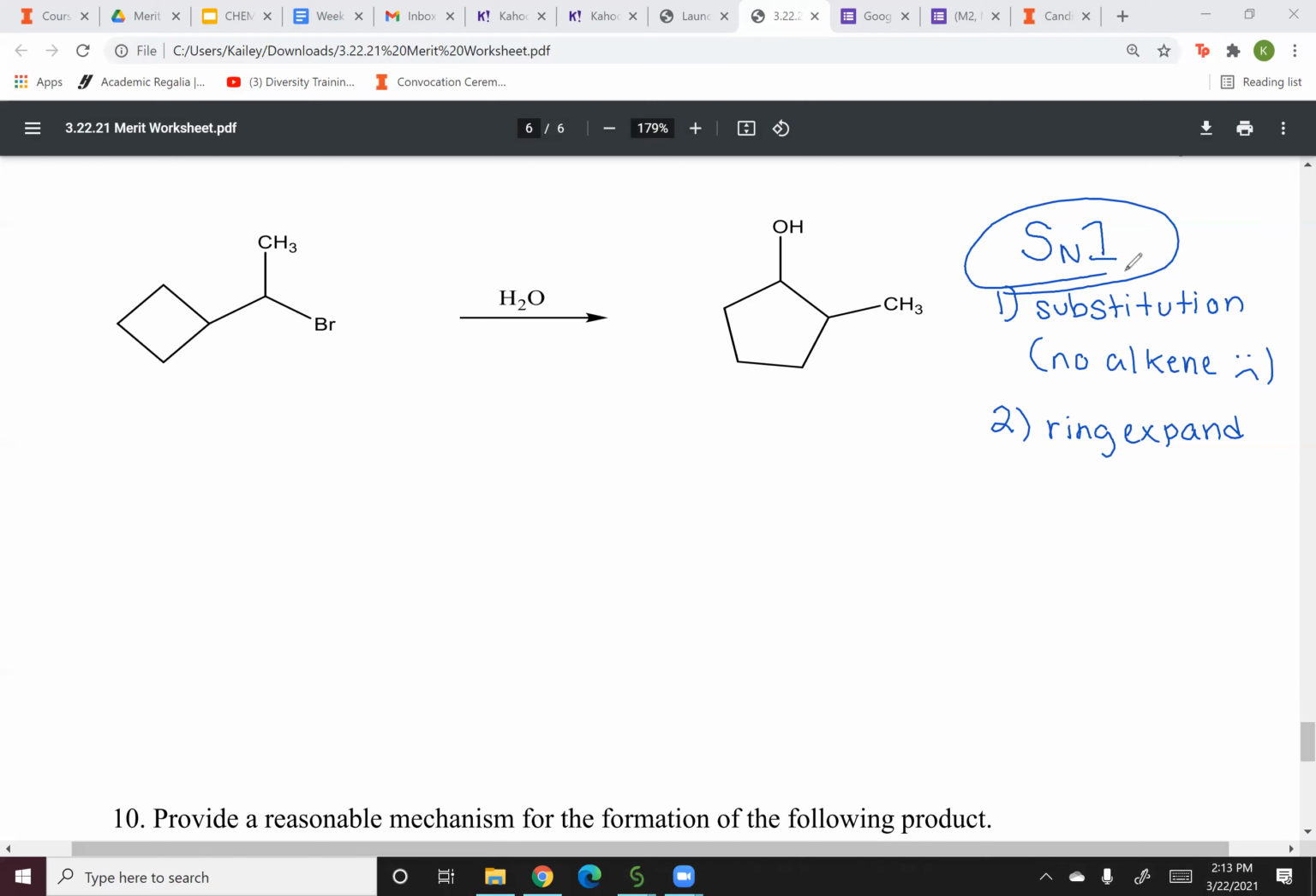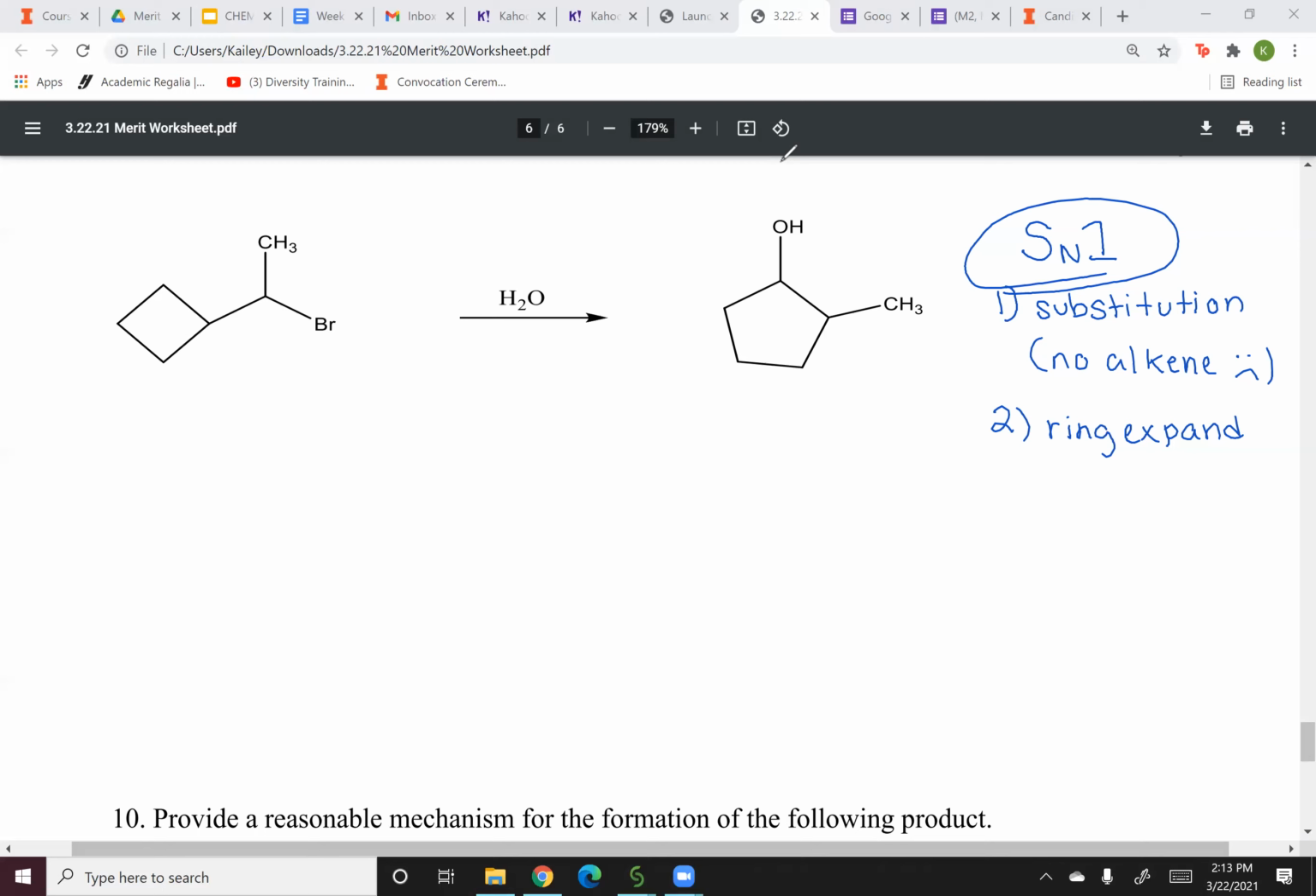Now, ring expansions are the easiest carbocation rearrangement to recognize. Yeah, Rachel? Did you have a question? Oh, okay, sorry. You just were very enthusiastic. So ring expansions are the easiest carbocation rearrangement to recognize because the ring is changing in size. So anytime you have a ring getting bigger, you know it's a carbocation rearrangement. Now, just because they're the easiest to recognize doesn't necessarily mean that they're the easiest to understand.